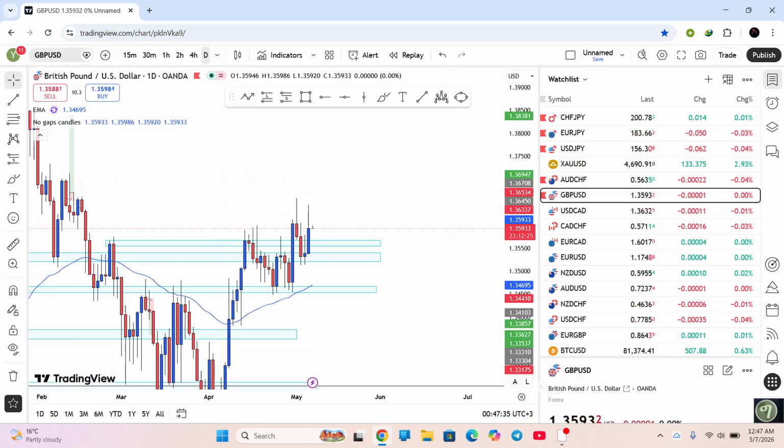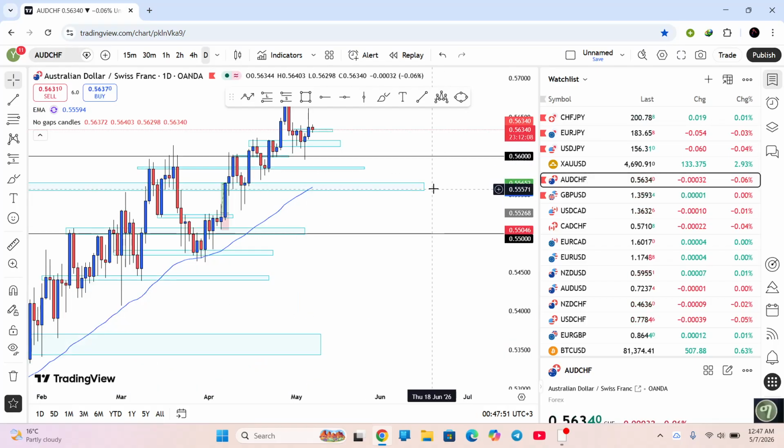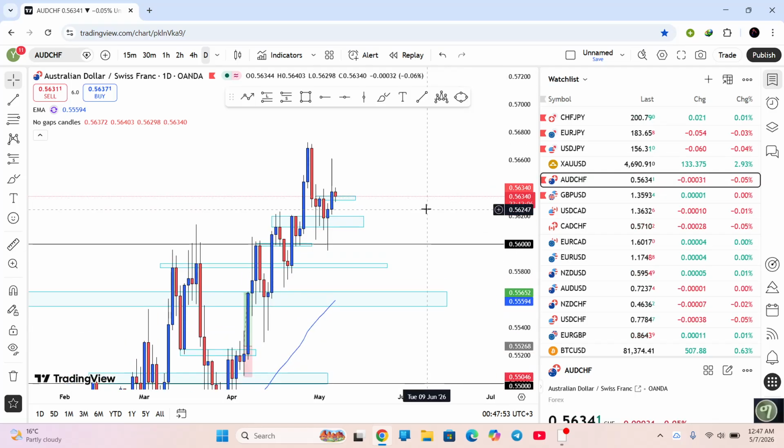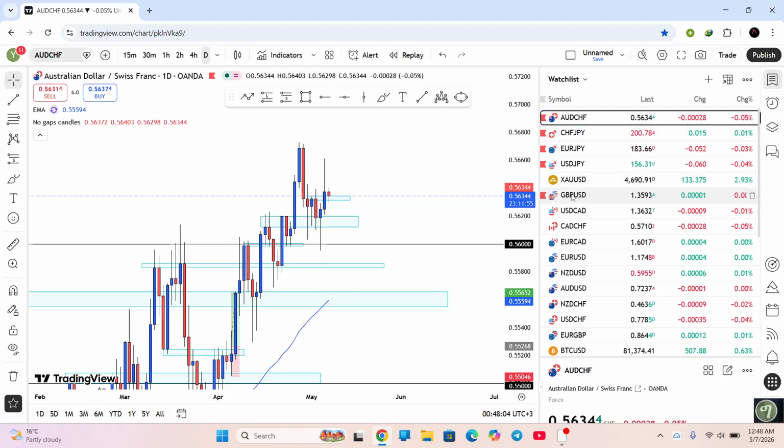GBP-USD also a perfect setup. Look at this, bro. Break, retest, use the previous resistance as a support, form this beautiful daily rejection candlestick, and just keep going to the upside. Exactly as I explained, and it played out perfectly. And lastly, AUD-CHF also played out perfectly. Price at the higher high, higher low, used the previous resistance as support, formed the rejection, and just played out perfectly. That's it.